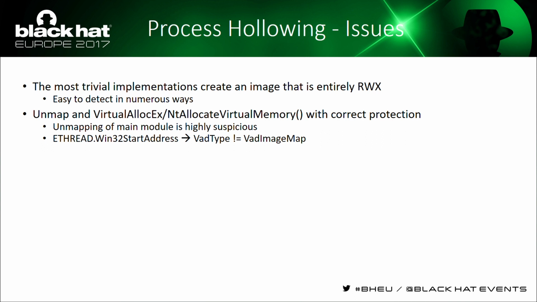we need to understand that every address in a process has something called a virtual address descriptor, or a VAD. If we take a look at the virtual address descriptor of the start address of the main thread of the process, it should be of type image map, because that is how memory is mapped when you map an image. Now, once we use a function that allocates virtual memory, then the type will not be image map, and so that is something that is suspicious as well.